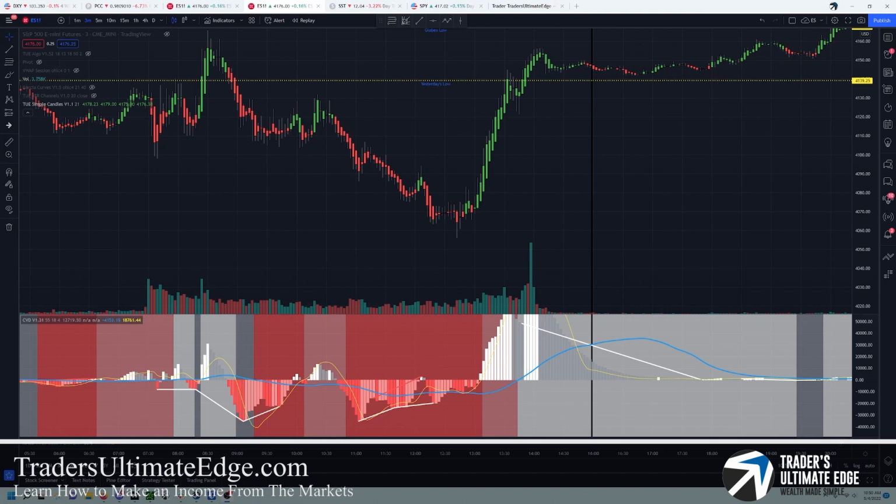I absolutely love this indicator. My clients love this indicator. It works great, especially when used in conjunction with everything else. It gives you such a clear picture of the markets.